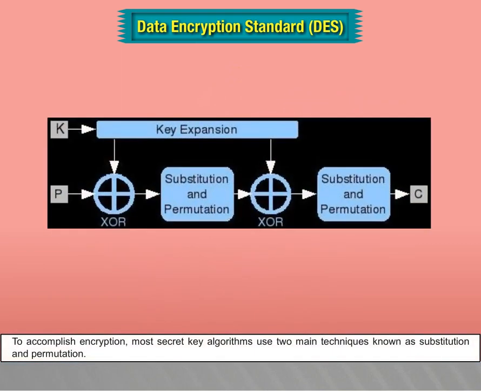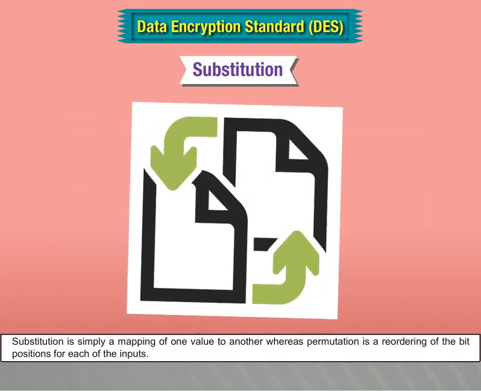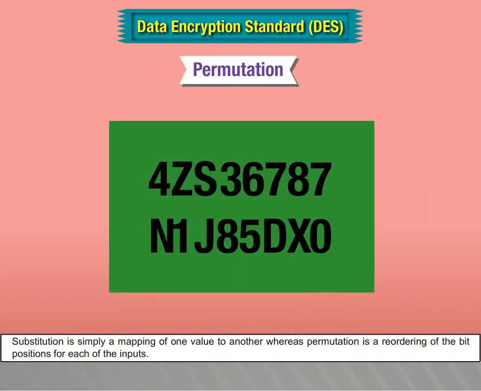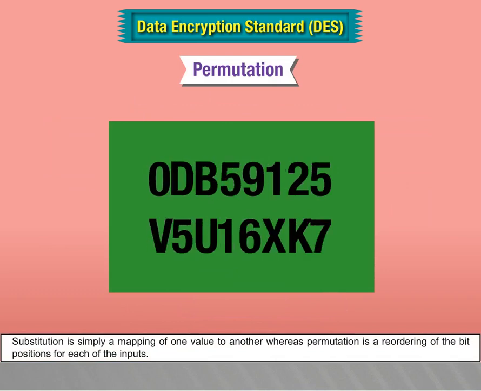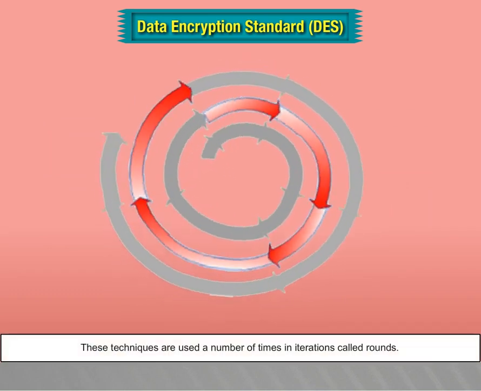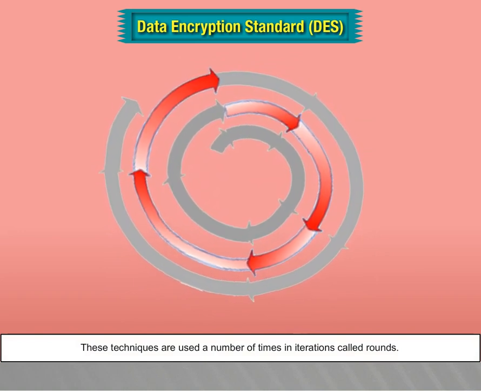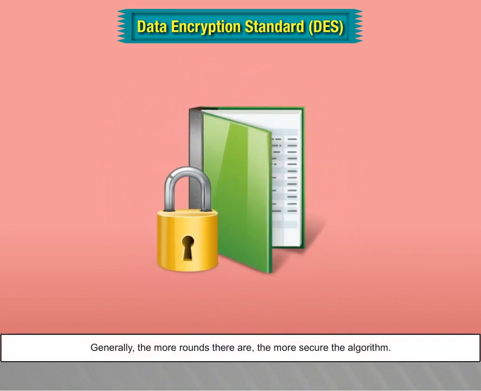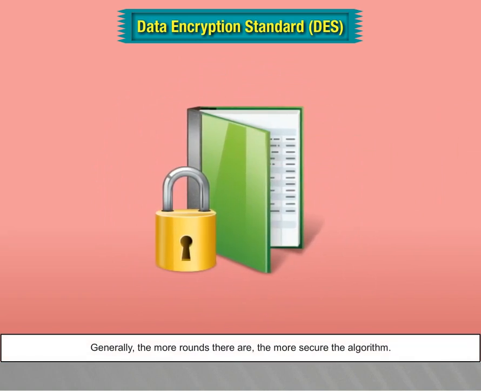To accomplish encryption, most secret key algorithms use two main techniques known as substitution and permutation. Substitution is simply a mapping of one value to another, whereas permutation is a reordering of the bit positions for each of the inputs. These techniques are used a number of times in iterations called rounds. Generally, the more rounds there are, the more secure the algorithm.